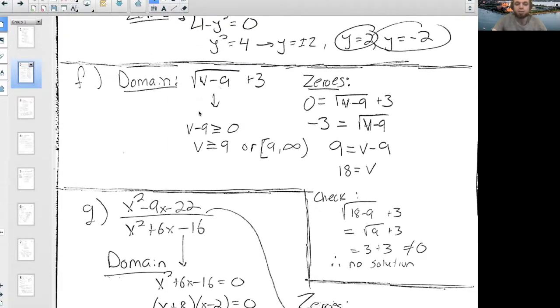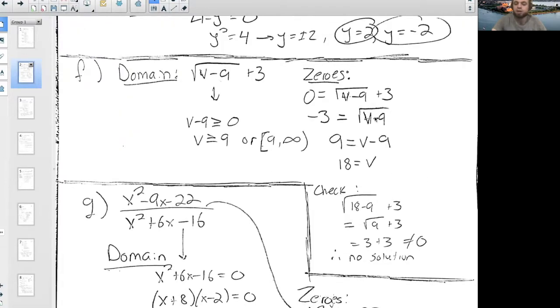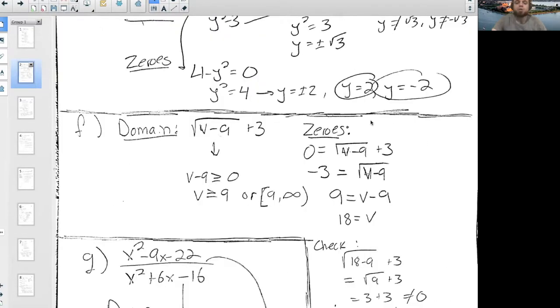G, again, for the domain, you take the thing inside of the root and you set it greater than or equal to 0. You solve the inequality. Okay. Now, one thing to note is that with radical equations, like you see here in the zeros, it is required that you check your work by plugging back in because radicals have what we call extraneous solutions.